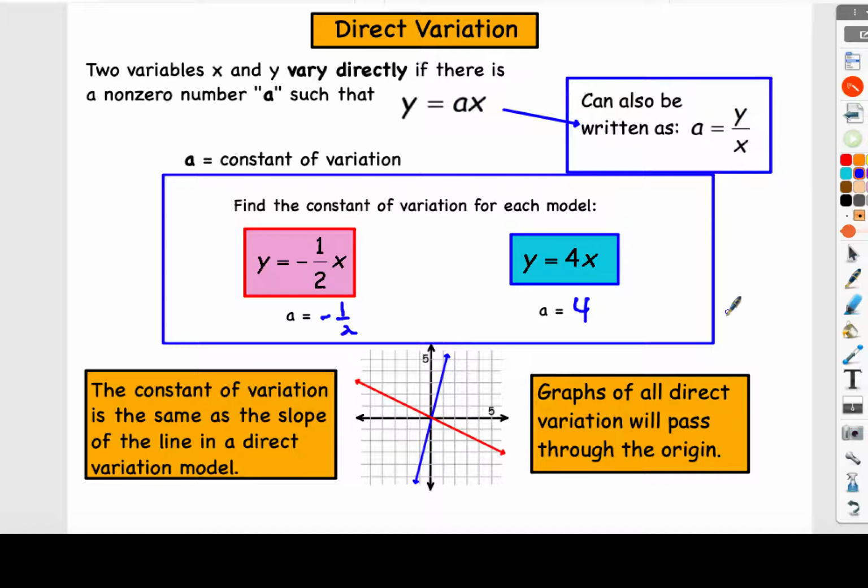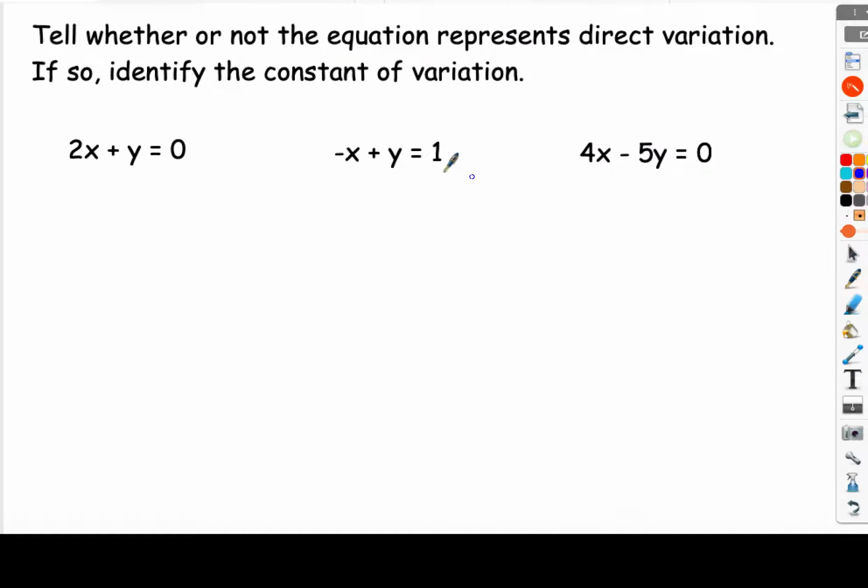constant of variation. The second thing is, and you'll notice these two equations, just like the two we had on the last screen, the graphs of all direct variation equations pass through the origin. Your y-intercept will always be 0, 0. A couple of things we want to be able to do with direct variation. Well, if they give you some equations, we want to determine is something direct variation or not. And if it is, it must have a constant of variation, so can we identify that?